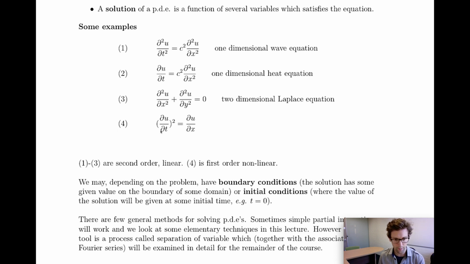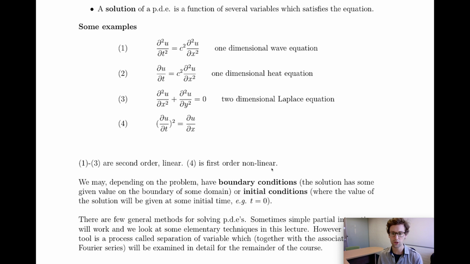In the last example, example 4, I've got du dt squared. So this is du dt times du dt, so this is not linear. So we can see that 1 through 3 are all second order linear differential equations, whereas the fourth example is a first order nonlinear partial differential equation.